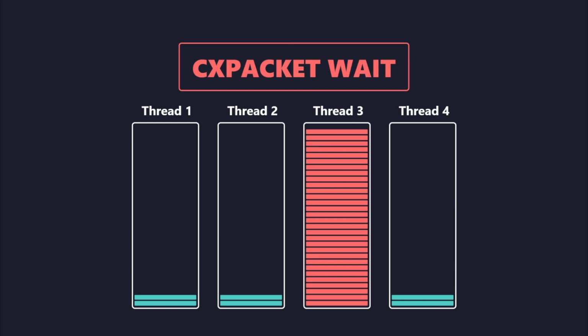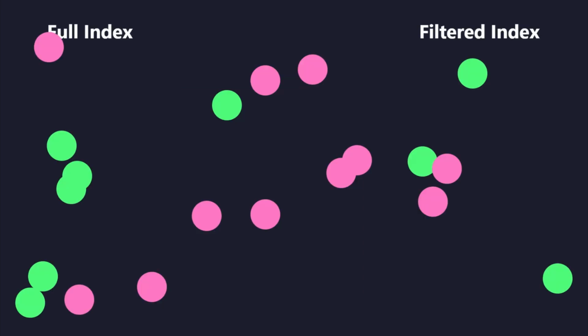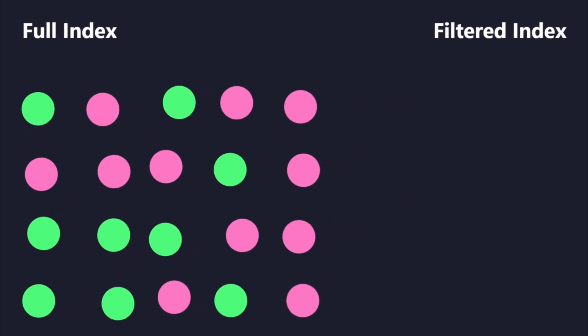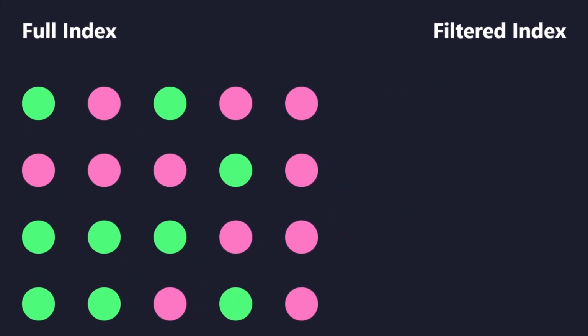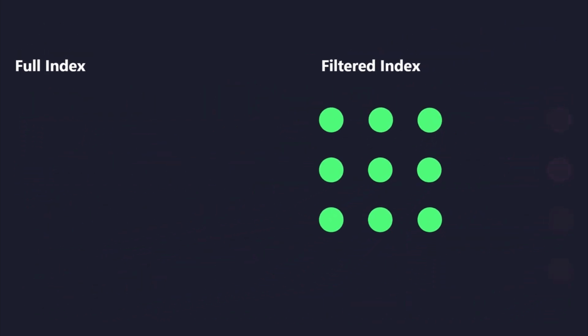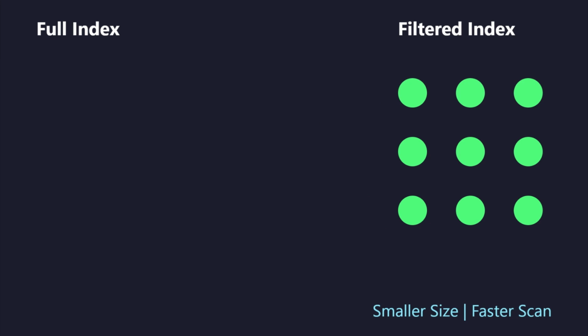One thread might be doing significantly more work than others, forcing the rest of the threads to sit idle while waiting for the bottleneck to clear. Filtered indexes cover only a subset of rows, such as rows where a status is active. These indexes are smaller, faster to update, and more efficient to scan, because they exclude irrelevant data from the index tree entirely.